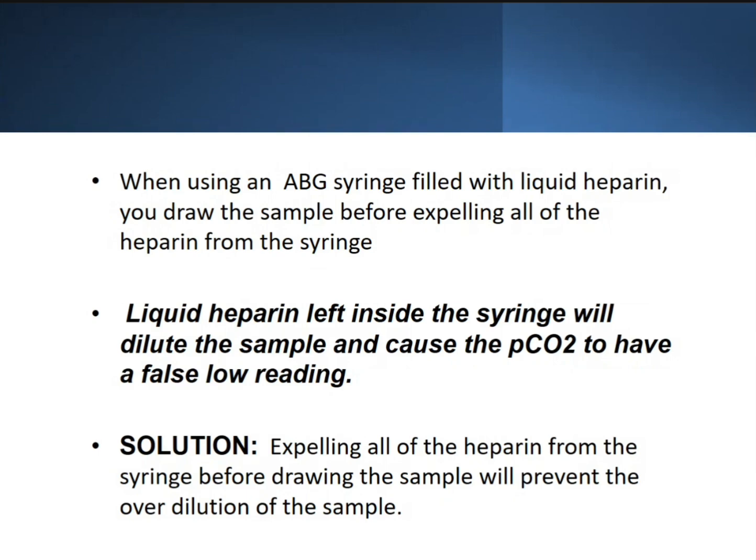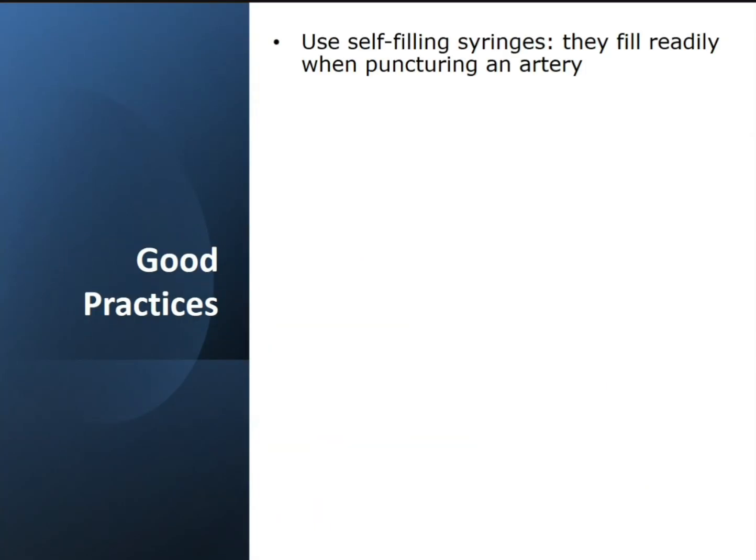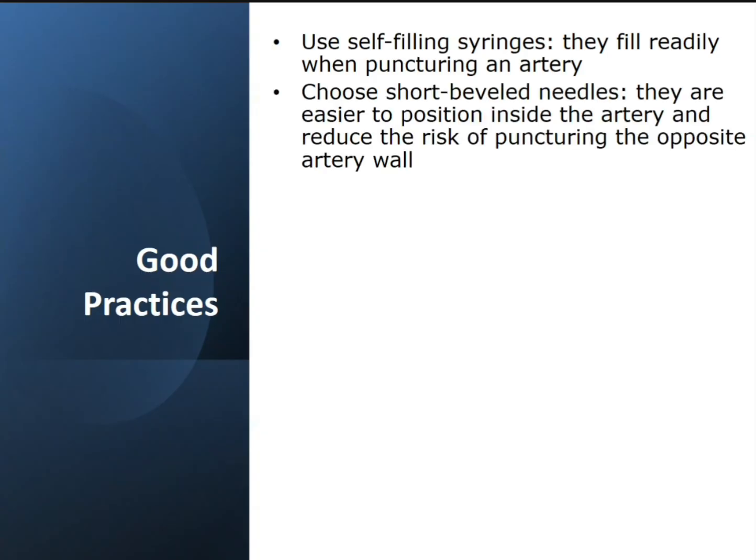When using an ABG syringe filled with liquid heparin, a lot of heparin is left inside the syringe. It will dilute the sample and cause the PCO2 to have a false low reading. So good practice is to use self-filling syringes. Back in the day, we used to take heparin from the vial, rinse the whole syringe, and leave only a little bit. After it's rinsed, it's thrown out, and then the ABG is done.